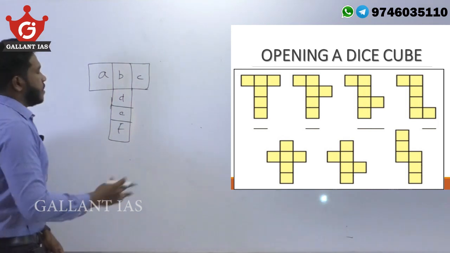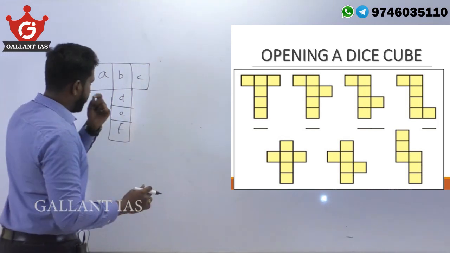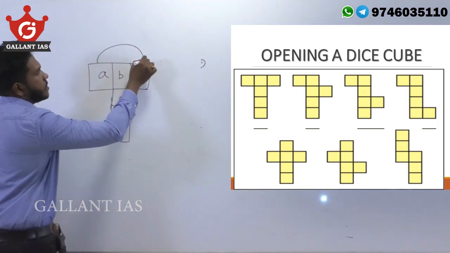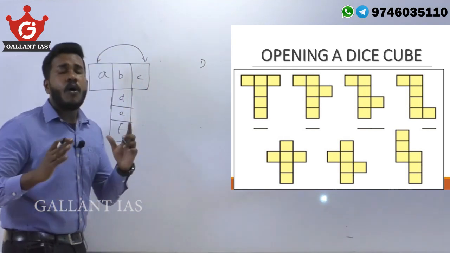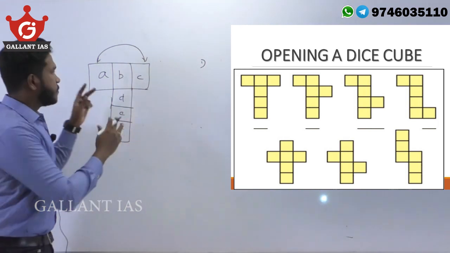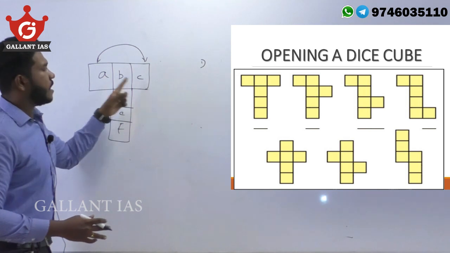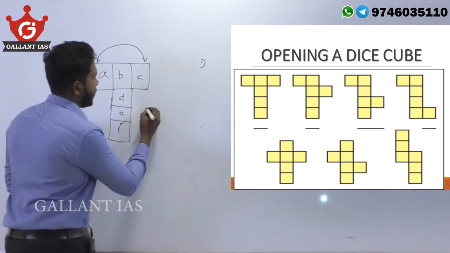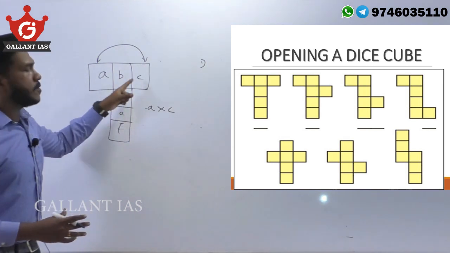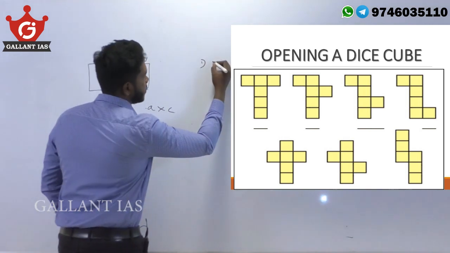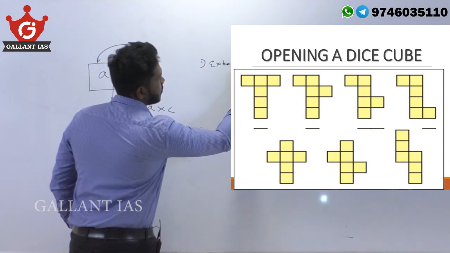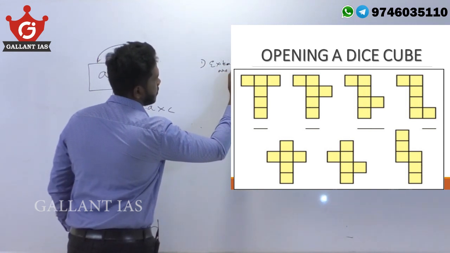Now, our first property is about these extended faces. These extended faces will always be opposite to each other. In this format, what are the extended faces? A and C are the extended faces, right? So A will be opposite to C. If you form a cube with this format, then A will be opposite to C. So our first property is that extended faces are opposite to each other.